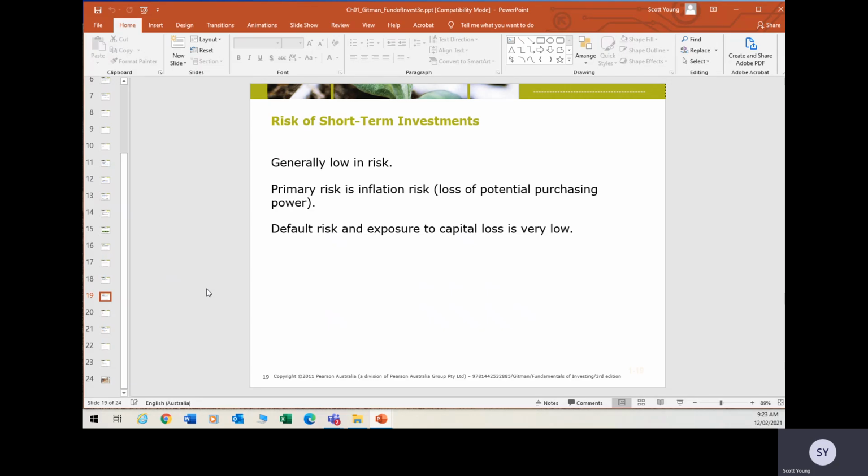So what's the risk? And this is on page 16 as well. Typically, they are low in risk. That's exactly right, because they're shorter term. Typically, unless a bank goes bust, and if you buy bank bills, they're guaranteed by a bank. Promissory notes and commercial bills are corporations. Treasury notes is the government. You buy government or bank bills, you will get your money back.